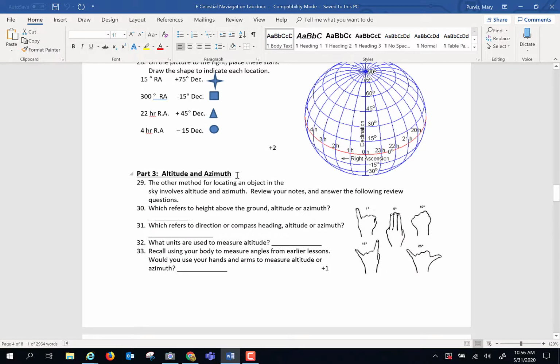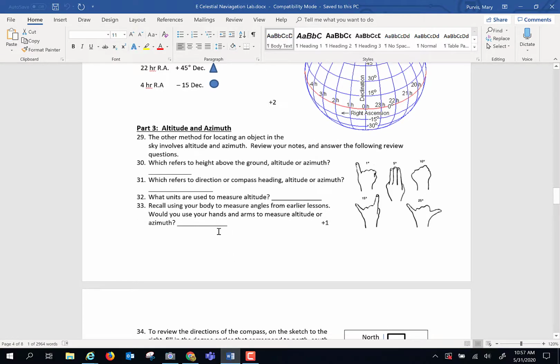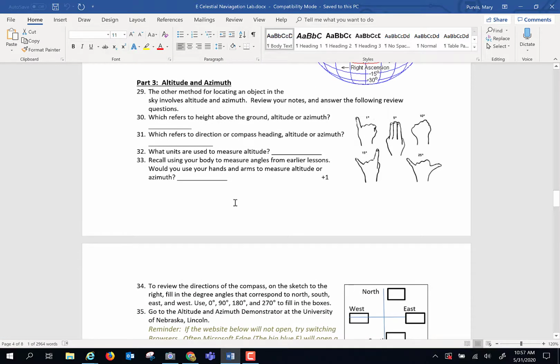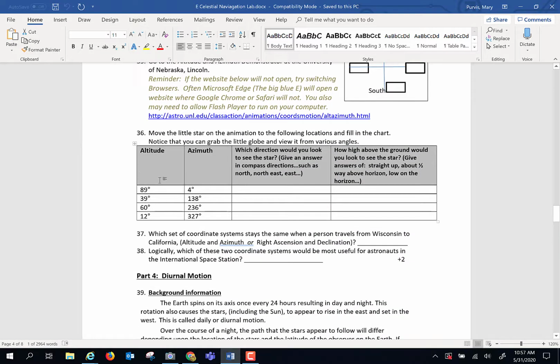Now, altitude and azimuth are different. Altitude and azimuth are a second way of locating something in the heavens. Again, review back to your notes. The labs are always designed to occur after you've learned the information in the notes. They're designed to reinforce it and help you practice it. So I want you to take a look at these altitudes and azimuths and see if you can tell me what direction you would look and how high above the ground you would look.